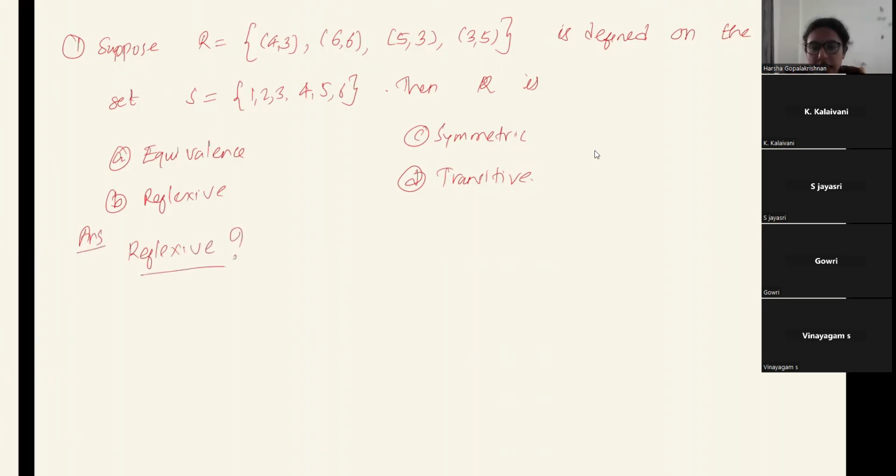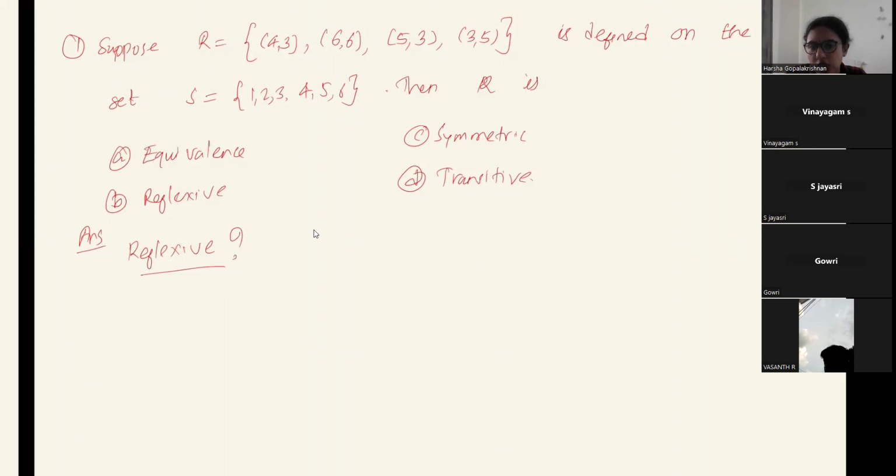Is this a reflexive relation? No, madam. Can you tell the reason? Because 3, 4, the element 5 are in the set, but not reflexive. Siddharth is saying about the symmetricity, right? 4, 3 is in the relation R, but 3, 4 is not. This condition implies it is not symmetric.